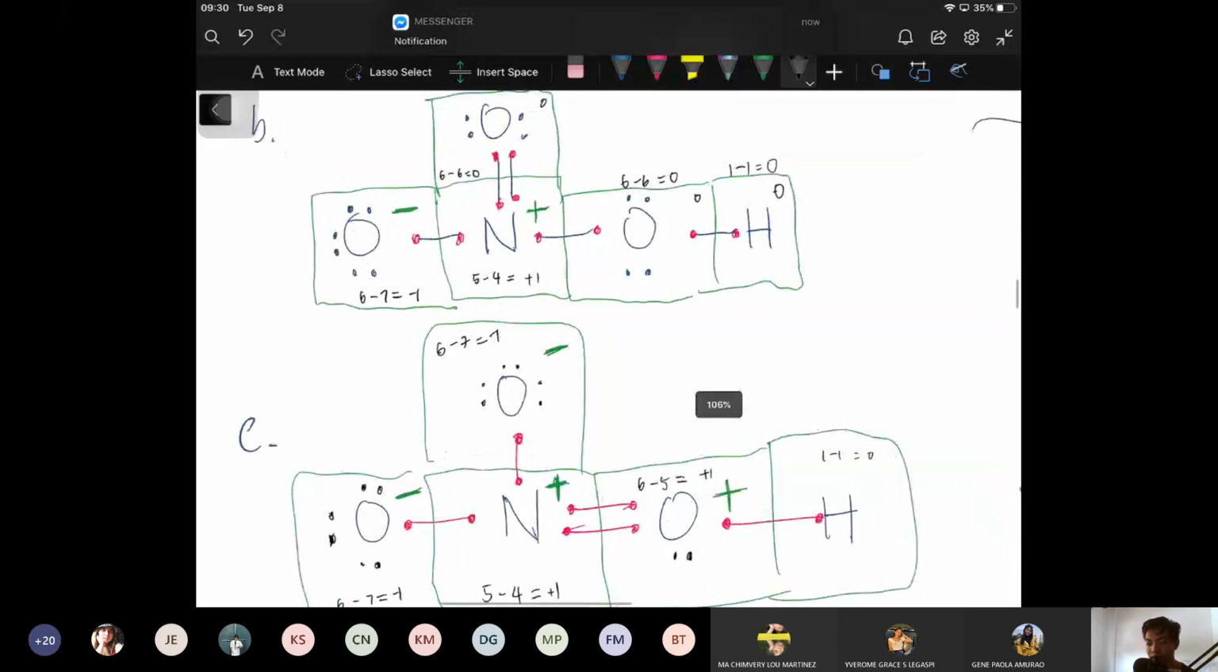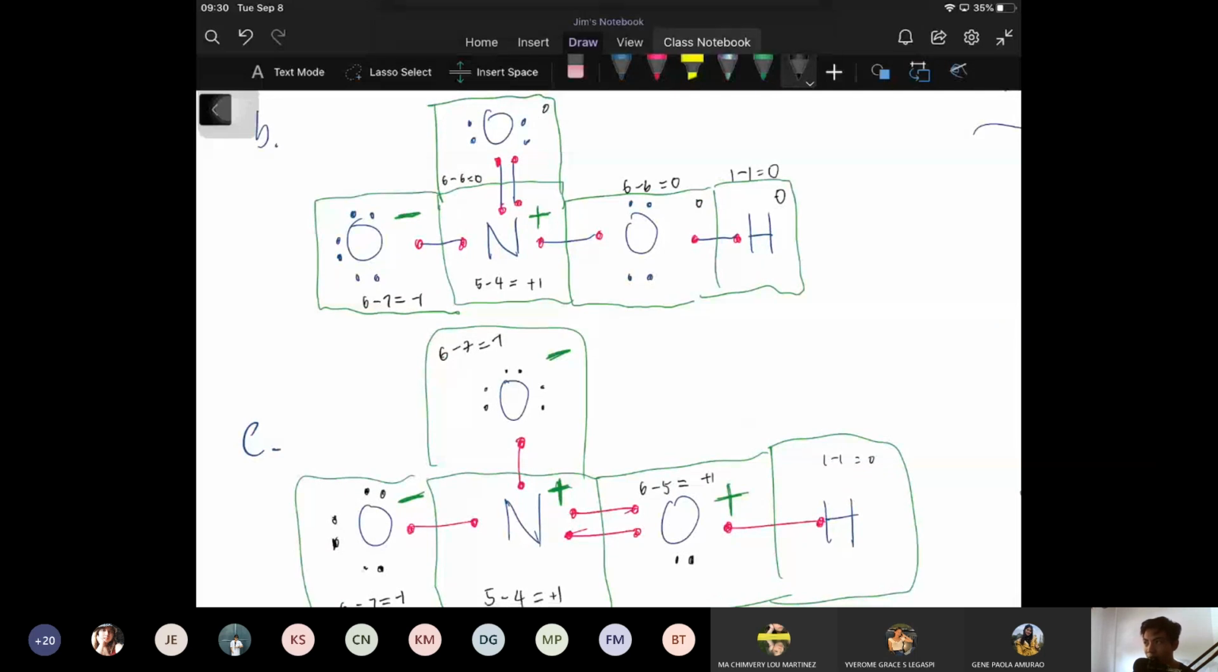Comparing the two structures, who do you think is eliminated, B or C? Who is the impostor? Okay, so the impostor there is C. Ayan, si C. Why is he the impostor?